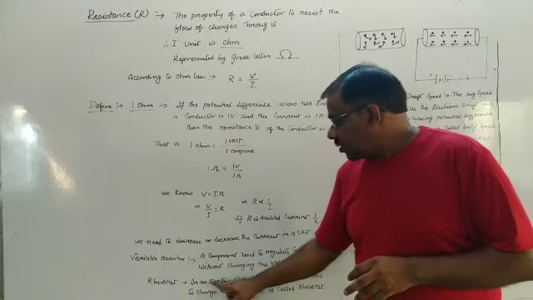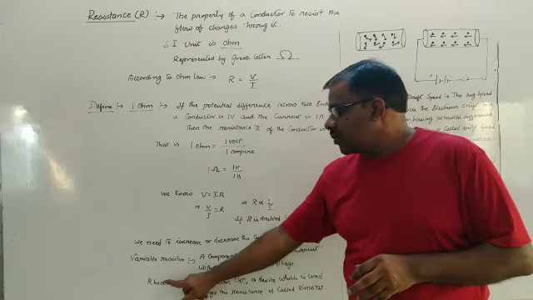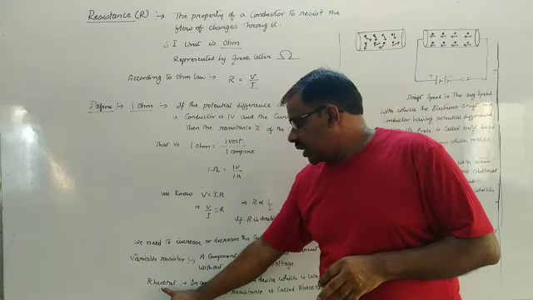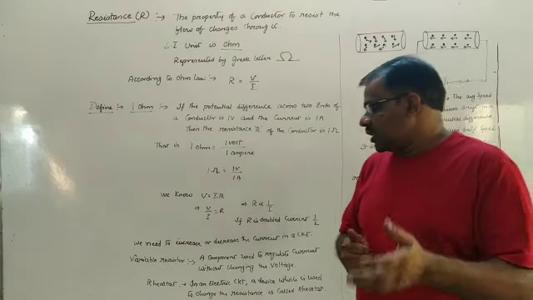Whereas in a circuit, if you want to increase or decrease the amount of resistance, we use an object called a rheostat. So one thing to be kept in mind is a variable resistor and a rheostat. Both can be used to increase or decrease the current in the circuit or the resistance in the circuit.